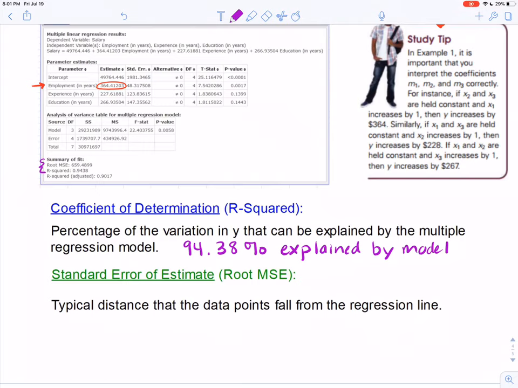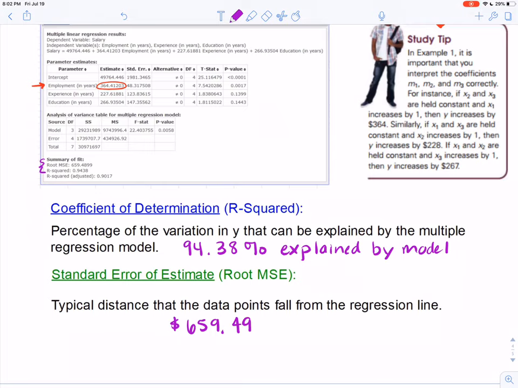Now, the standard error of estimate gives me an idea of the difference between the actual salaries and the salaries that are predicted by our regression equation. So this is something I don't want to be very large. I don't want there to be a lot of discrepancy between the two. Now, our root MSE here is $659.49. That's telling me that overall we have a difference of about $659 between the actual salaries and the salaries that are predicted by our regression equation. So that's pretty good.